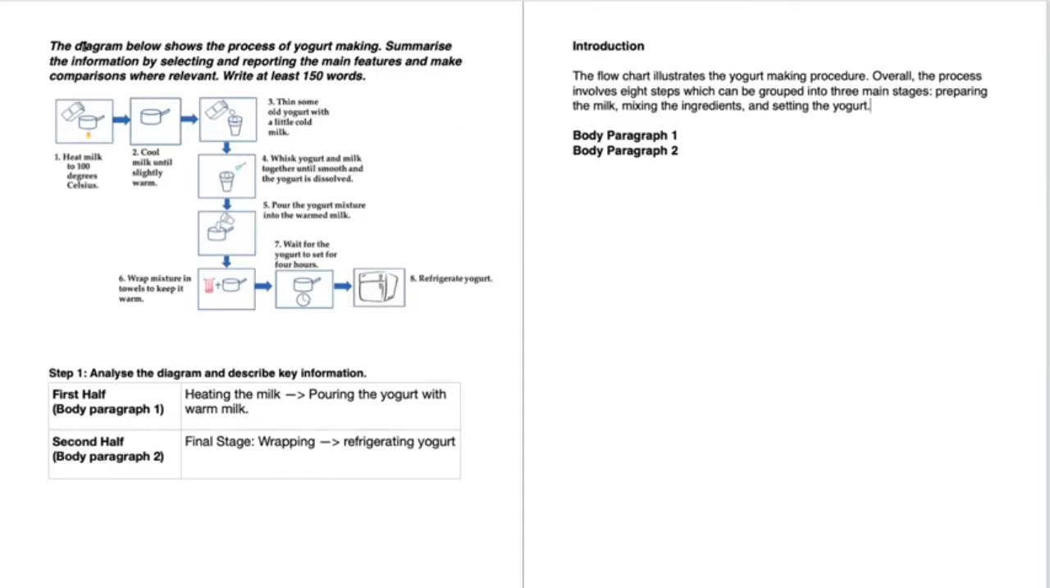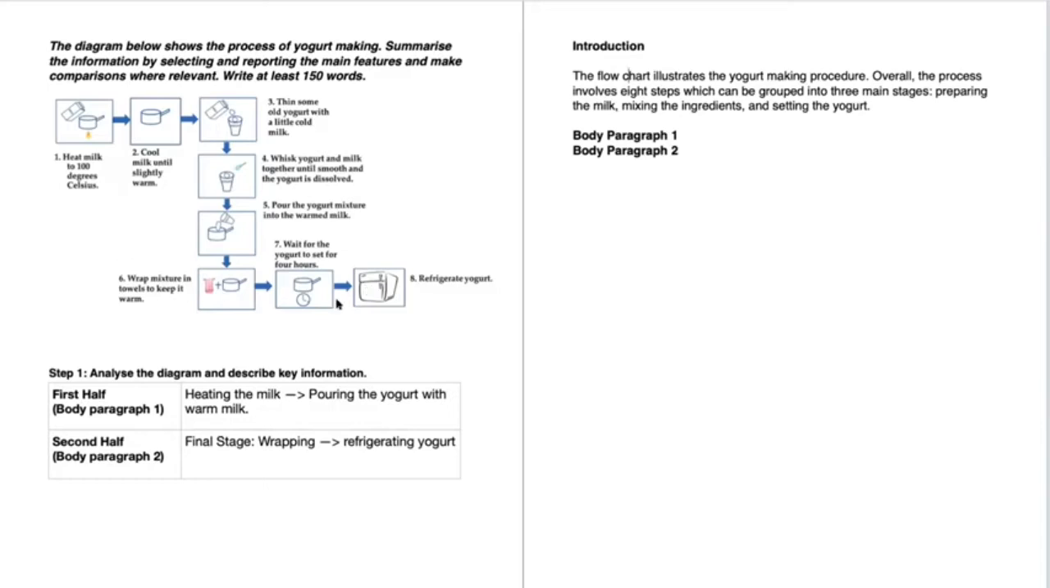So instead of saying diagram, I've said flow chart. And instead of saying shows, I've said illustrates. And the process of yogurt making, I've basically just flipped it into saying the yogurt making procedure. Now I talked about the 8 steps and I grouped it into 3 main stages, sort of like what we talked about when we analyzed the diagram. I have talked about how the 3 main stages are preparing the milk, then mixing the ingredients, and then setting the yogurt.